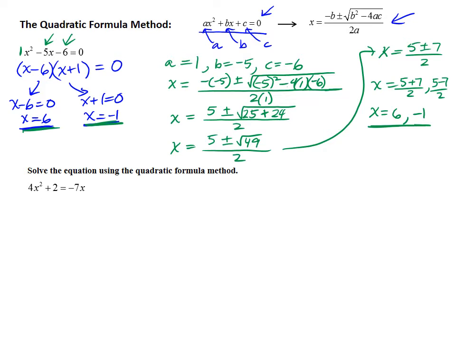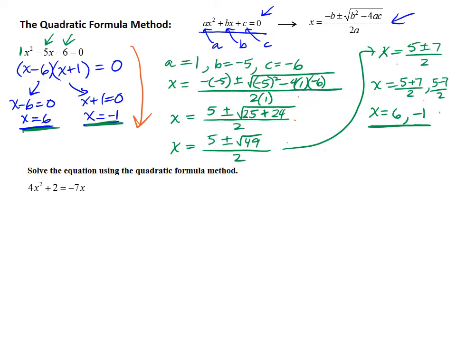Now let's compare the work. Factoring took me literally 3 steps. I set each factor equal to 0, and I got my solutions. The quadratic formula took me multiple steps. 1, 2, 3, 4, 5, 6 potentially steps. So it does take longer.